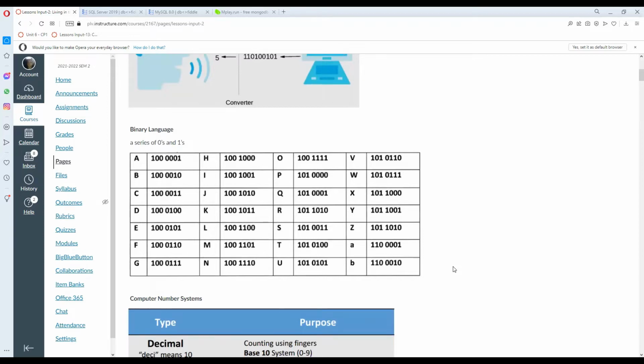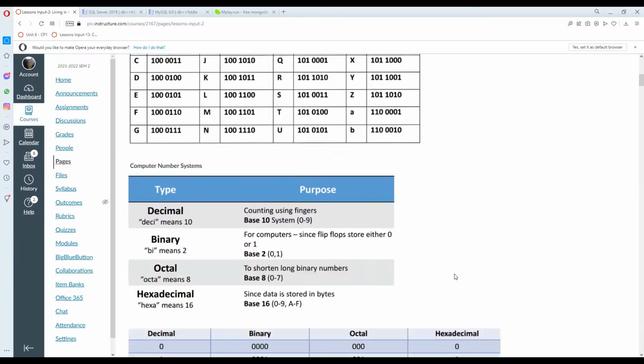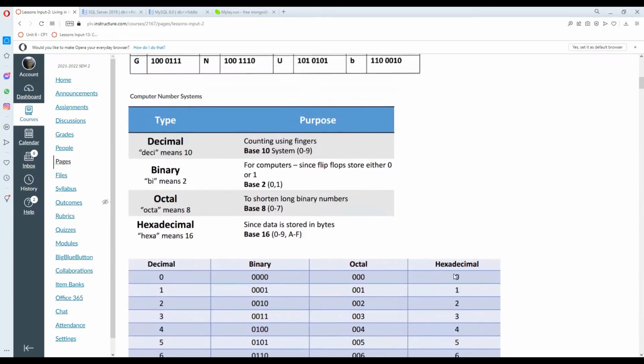So ones and zeros are called binary language. It is a series of zeros and ones. So we have here a table of the equivalent binary. So for example, capital A is equivalent to 1000001 and small letter a is equivalent to 1100001.